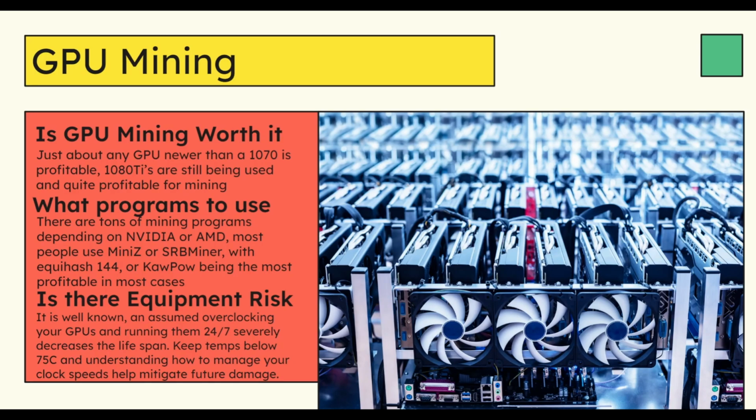Is there equipment risk? Yes, 100% there is equipment risk. Anytime you run anything electronic 24/7, as hot as they run, there's going to be risk involved. Now, there are ways to mitigate it, that is keeping your thermal temps under 75 degrees Celsius and knowing how to manage your clock speeds in order to mitigate the damage that could come in the future. Generally, it does take time off of them, but if done properly, it's really not much time you're taking off of your cards.